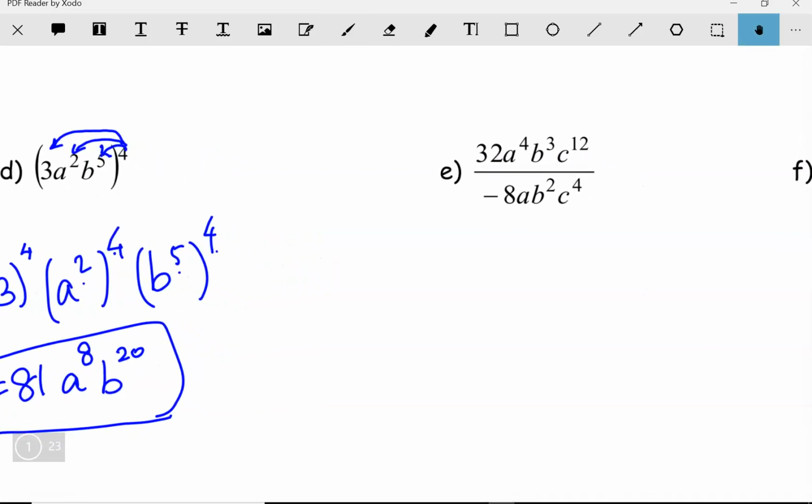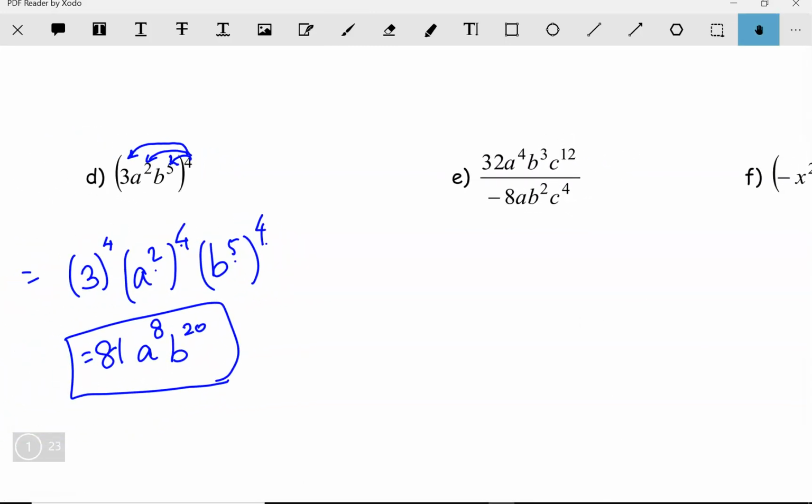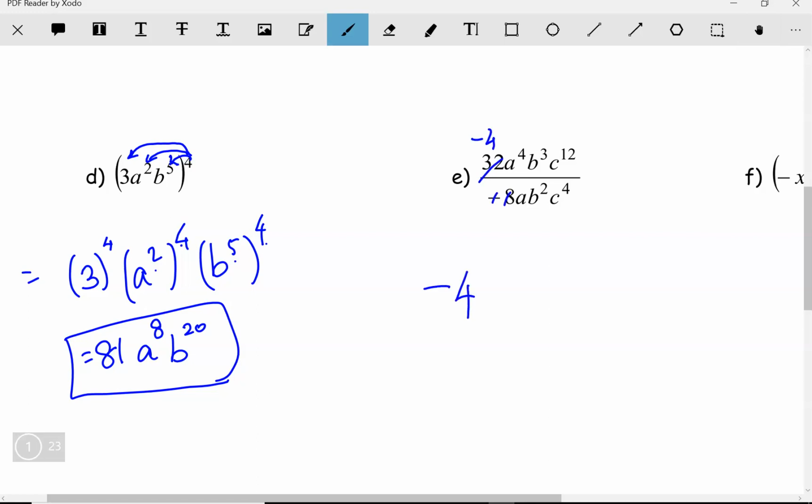Same rules go here. We only collect terms with the same variable, the same base in this case. So 32 divided by negative 8, I'm going to cross cancel this and get a negative 4. I am moving the negative to the numerator, as is custom. A to the power of 4 divided by a. 4 minus 1 is 3. 3 minus 2 is 1, which I will not write. 12 minus 4 is 8. So that's that.